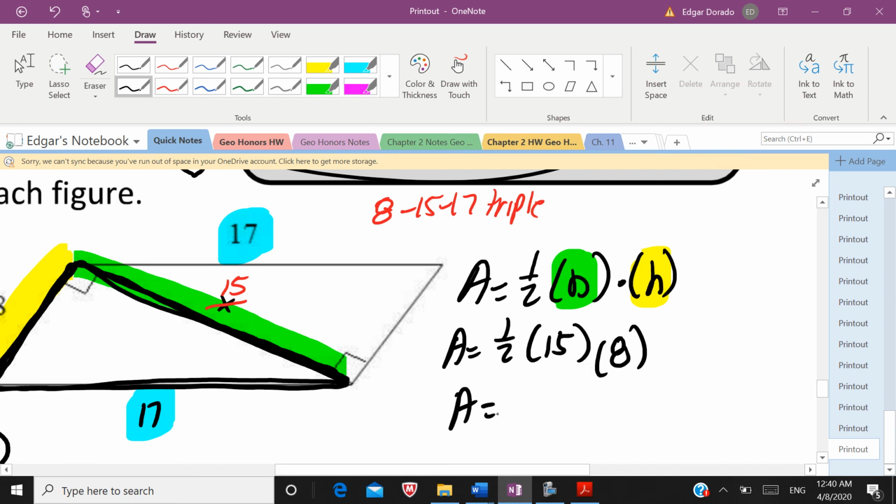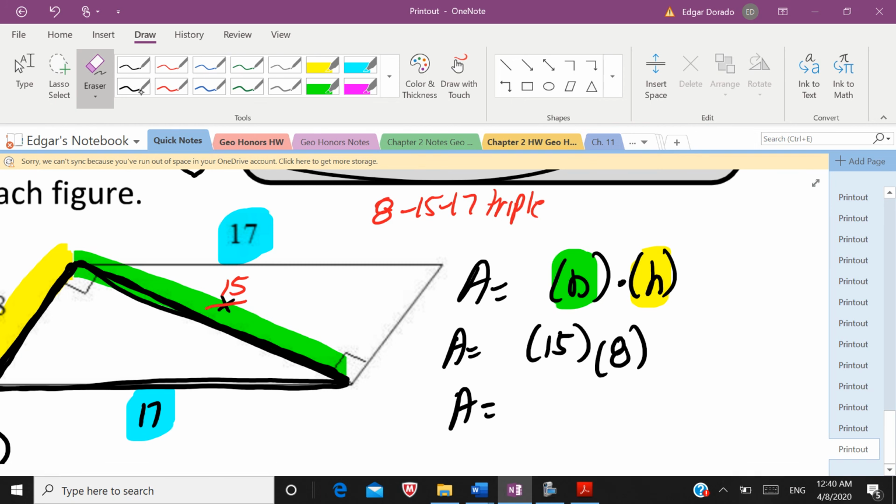So what is the area of this parallelogram? The area of this parallelogram is 1/2 times 15 times 8. If I am not mistaken, that would be 60. Oh, sorry. Wait, why am I doing 1/2? Sorry about that, guys. Base times height. I don't know why I'm doing 1/2.